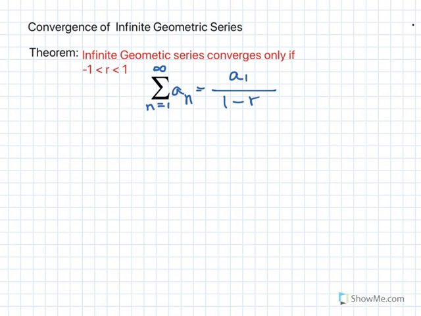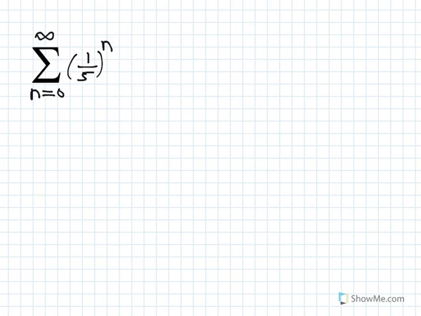Today we're going to talk about the infinite geometric series and its convergence. The theorem says a geometric series converges if and only if r is between -1 and 1. So any value between -1 and 1, of course excluding -1 and 1 themselves. If it converges, then we can find the sum of the geometric series using this formula right here. So let's take a look at one of the examples.